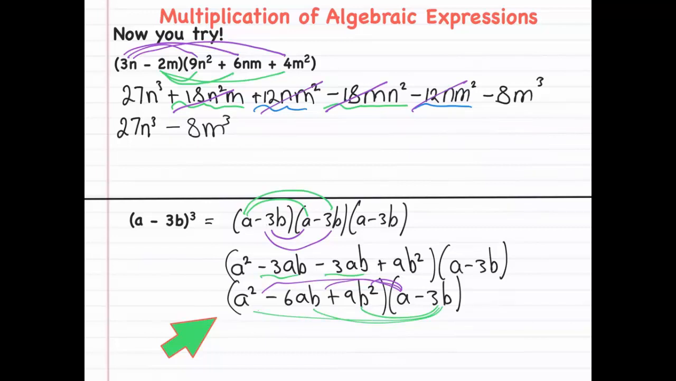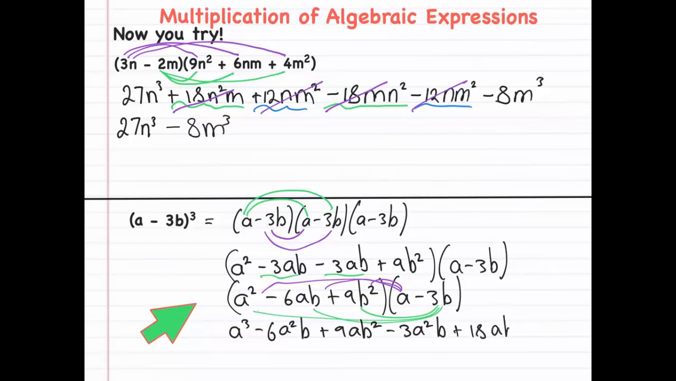Let's see. I will have a to the power of 3. I will have minus 6a squared b, and I will have plus 9ab squared. Okay, I'm just following all the purple lines and multiplying. And then I'm going to follow all the green ones. So that gives me minus 3a squared b plus 18ab squared and minus 27b to the power of 3. What did I do? I just multiplied with all the green lines. Okay, and I got that.